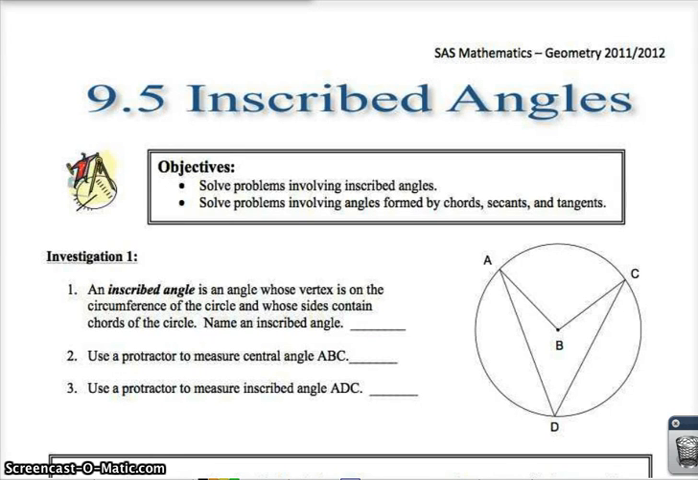Everybody, we're back with section 9.5 on inscribed angles. Before, we talked about central angles. Now we'll see what an inscribed angle is and what its measure is.